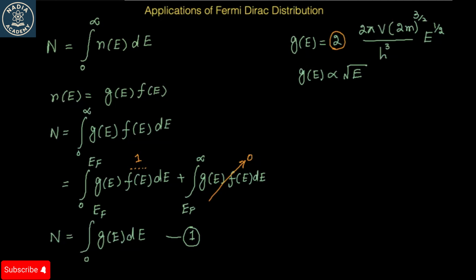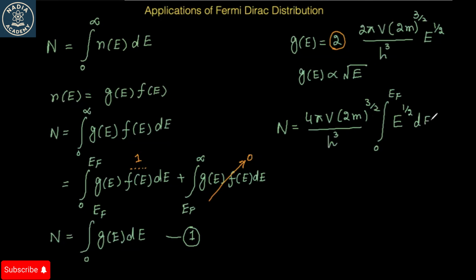So now if we put this back in equation number 1, we will get our total number of electrons as follows: N is equal to 4 pi volume times 2 times the mass of electron, power 3 over 2, divided by the cube of the Planck's constant. These all are constants, so they do not depend on the energy. Then we apply this integral from 0 to Fermi energy over the square root of E into dE. Now this is a very simple integral.